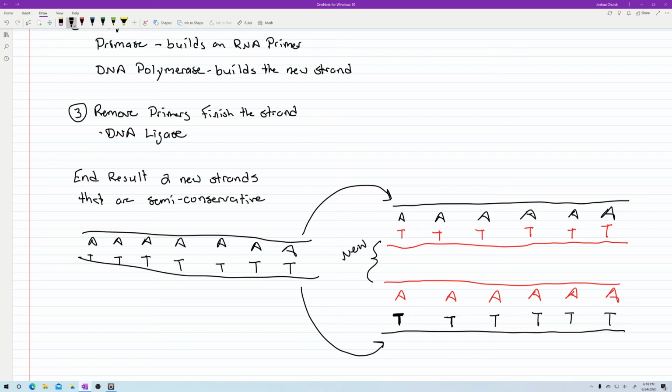Okay. I basically replicated DNA. I have replicated the entirety of the DNA molecule. But with each copy, I get one strand of the old. And that's what makes it semi-conservative. It is a semi-conservative process. Okay, so that's DNA replication in a nutshell.